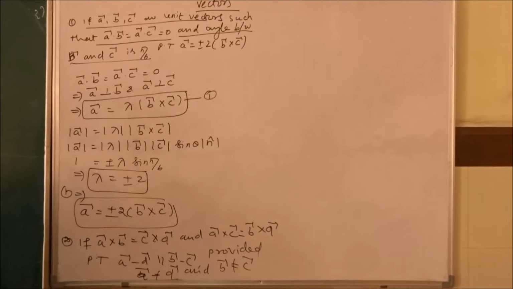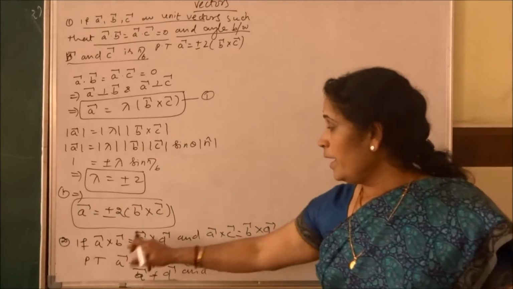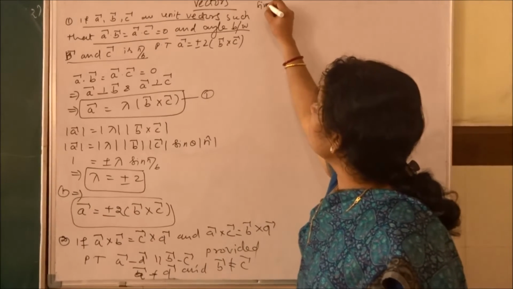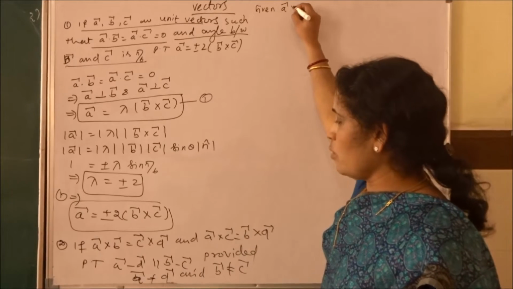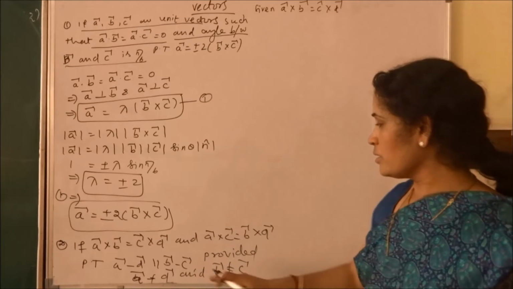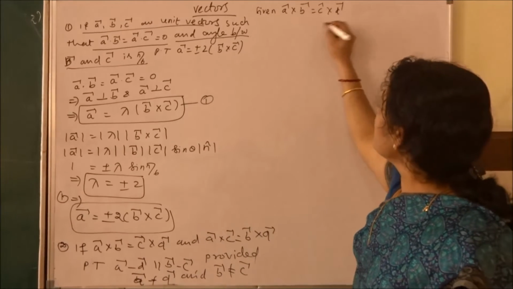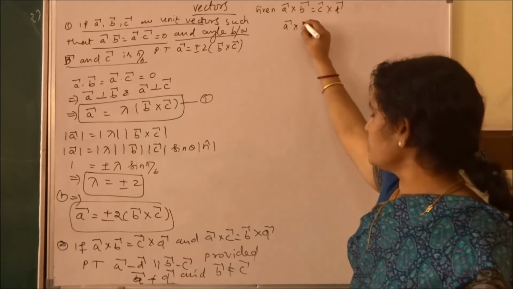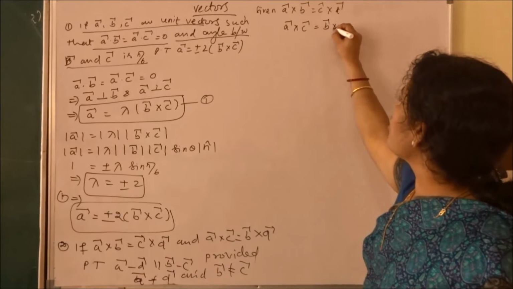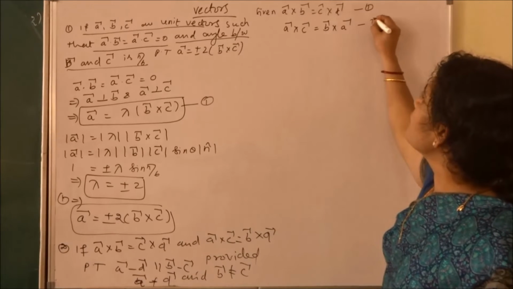Okay, fine. So what is given? You should understand what is given first. Given A vector cross B vector equal to C vector cross D vector. Am I correct? Now another result is given: A vector cross C vector equal to B vector cross D vector. So this is equation number 1 and equation number 2.